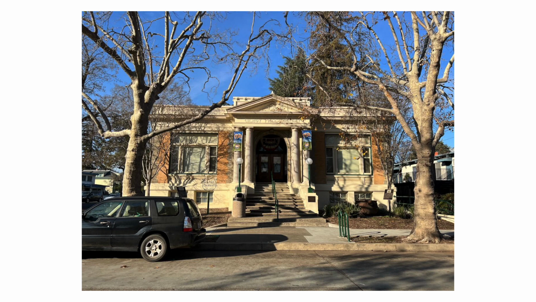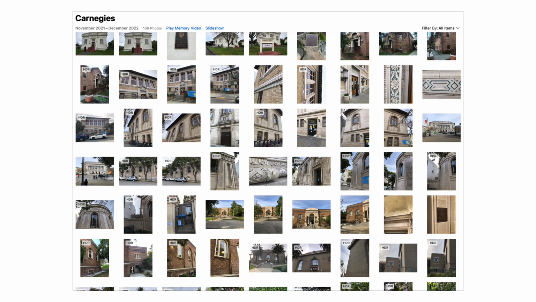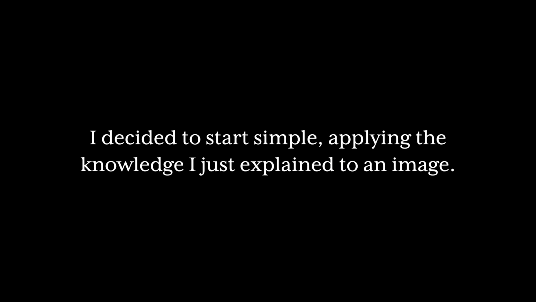Similarly, libraries had a lamppost or a lantern installed near the entrance as a symbol of enlightenment. I've seen over 40 libraries in 2 states and have taken pictures of 30. Some remain libraries, while others have become art buildings, public radio stations, breweries, and, in the case of Mill Valley, a private residence. I decided to start simple, applying the knowledge I just explained to an image.